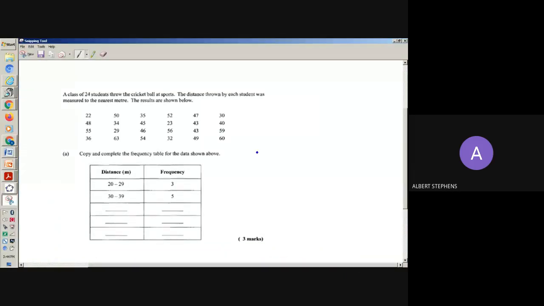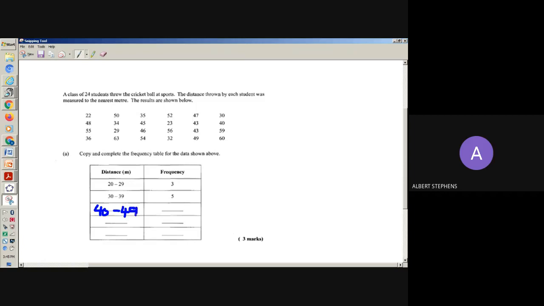So what happened is that when we have a large amount of data, we group them. We put them into groups. As you can see, we have some predefined groups. So we say, okay, 20 to 29, 30 to 39. So obviously, class, what will be the next class here? It will be 40 to 49. Right. 40 to 49.